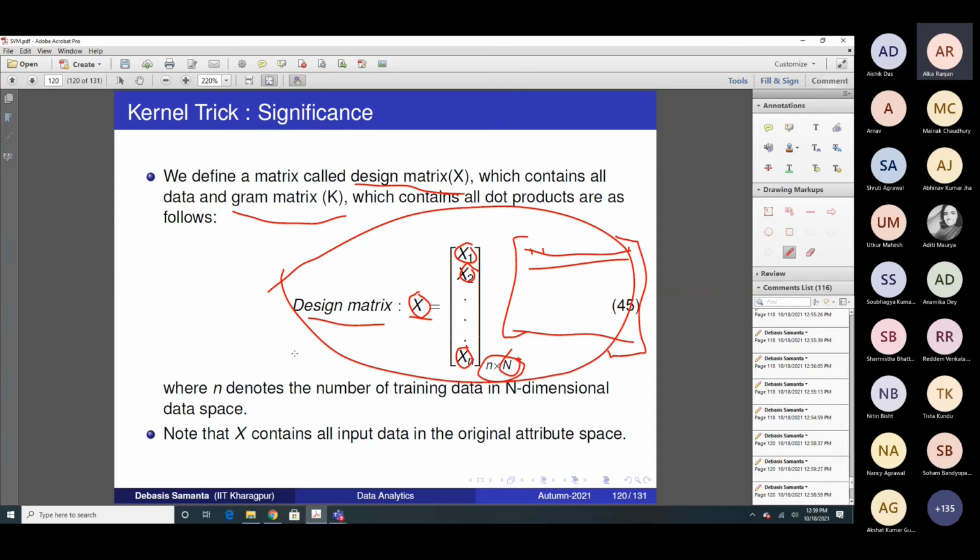Now as you know, in support vector machine calculation, a lot of dot products are involved. It is called xi dot xj, for any ith vector and then any jth vector, and then we need the dot product.